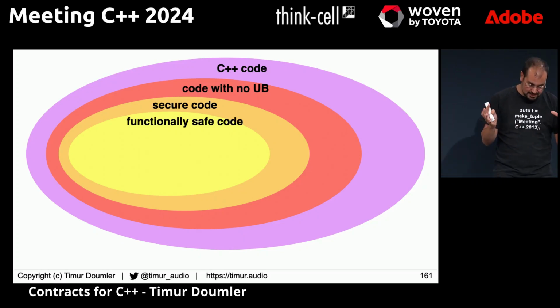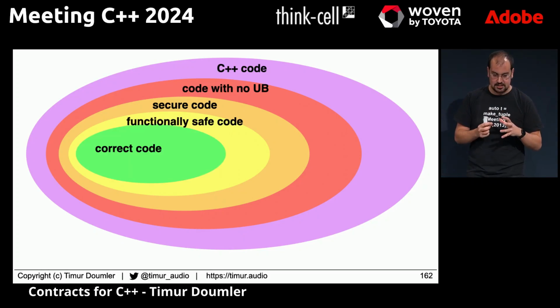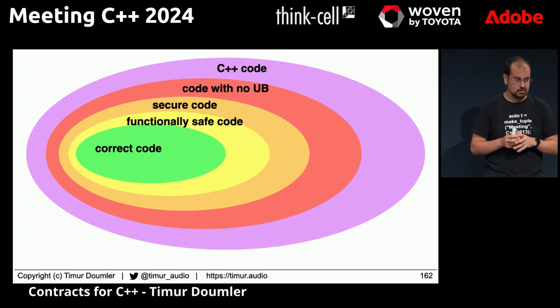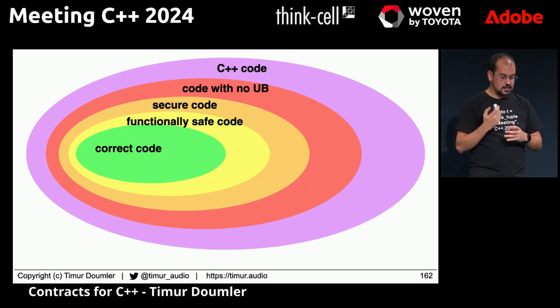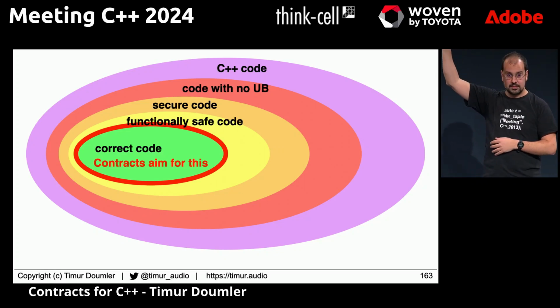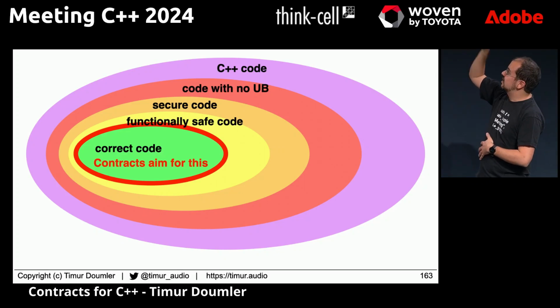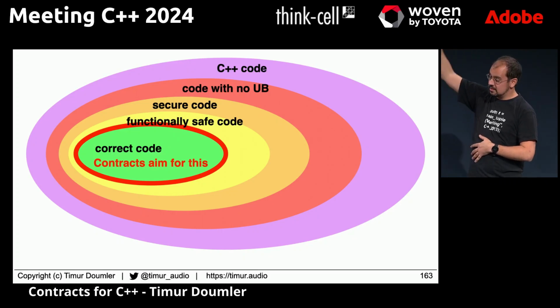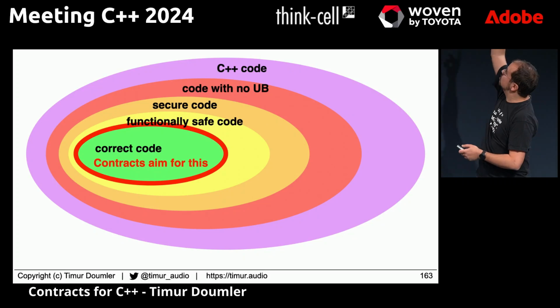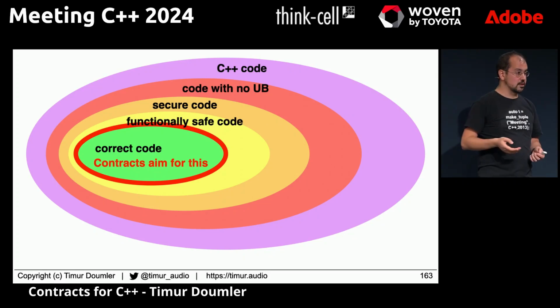And then there's a subset within that which is actually correct code that actually does what you want it to do. And contracts help you to get more code into this green zone. That is what they do. And if you move more code into the green zone, and every contract assertion you add to your code is going to help you do that, then you get all of these other properties as well, right?